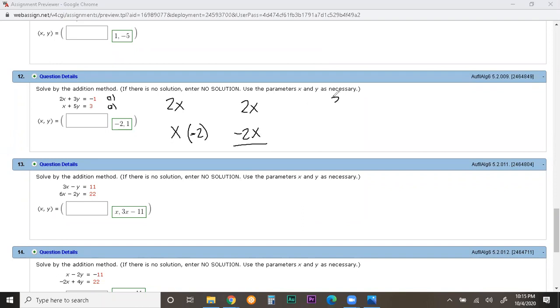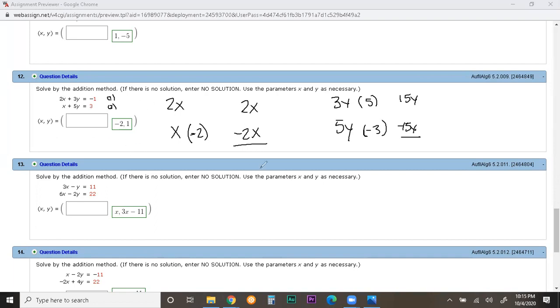If we look at our y's, we have 3y and 5y, okay? So if we wanted the y's to cancel, we would have to multiply both of those. We could multiply the first one by 5 and the second one by negative 3, so we can get 15y and negative 15y. But why do that when we can just multiply the second equation by negative 2? So that's what we're going to do.